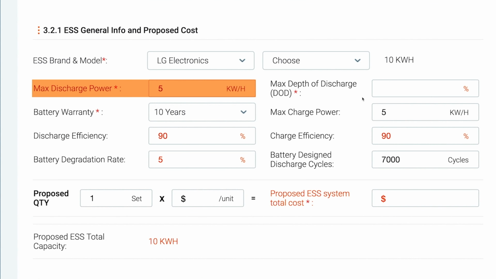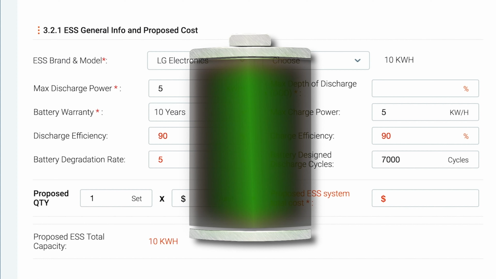First is the max discharge power in kilowatts per hour, which is the maximum current at which the battery can be discharged continuously. This is the limit normally defined by the battery manufacturer to prevent discharge rates that would damage the battery or reduce its capacity.